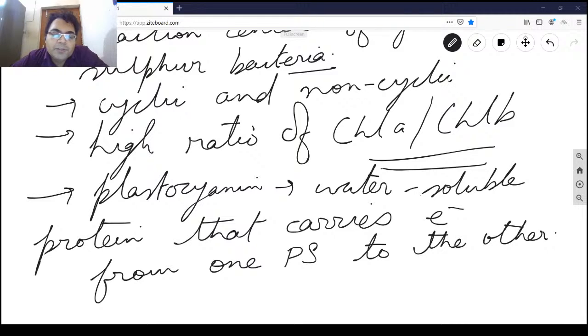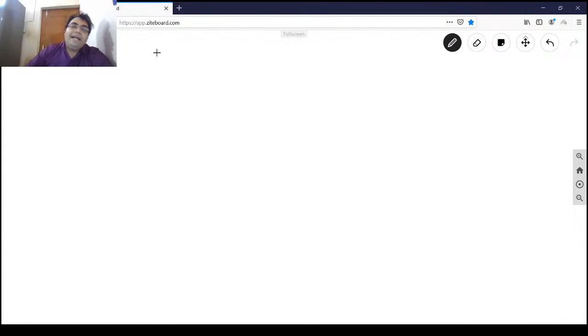Okay, so before that I'll tell you more about PS2. What we talk about when we talk about PS2: photosystem 2 is dimeric, and each monomer is a huge protein. It's a huge complex made up of 19 proteins or polypeptide chains. Very, very hard to imagine.